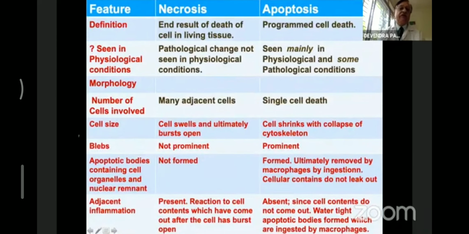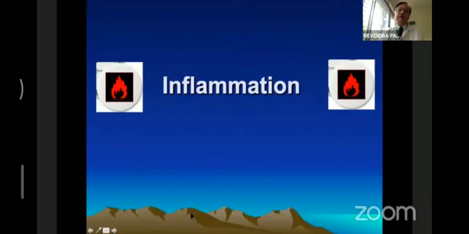Okay, putting in words, definition: end result of the death of the cell or tissue, necrosis; programmed cell death, apoptosis. Necrosis seen only in pathological conditions. Apoptosis is seen mainly in physiological conditions, also some pathological conditions. Necrosis: many cells involved. Apoptosis: few cells involved. Cell swells, ultimately ruptures; cell shrinks, collapse of the cytoskeleton. Blebs are not prominent in necrosis; blebs are prominent in apoptosis, from pseudopodia. Apoptotic bodies not formed in necrosis; apoptotic bodies formed in apoptosis. Eaten away by macrophages, inflammation absent in apoptosis. Inflammation present in necrosis. Okay.